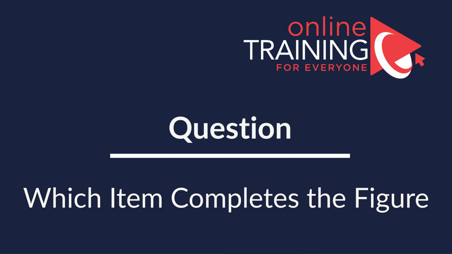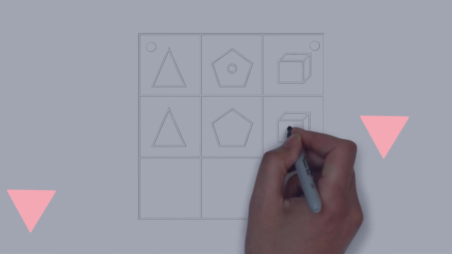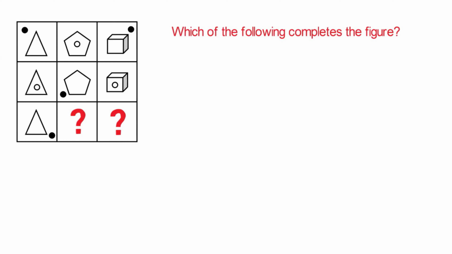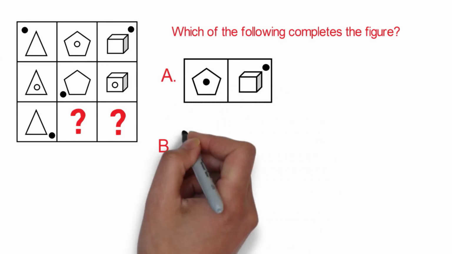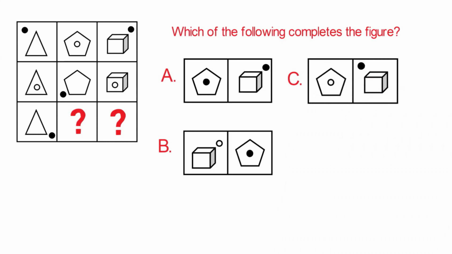There is a very high chance that you will see this type of question on the test. You're presented with a 3 by 3 matrix. This matrix contains different shapes inside. In our case, the matrix contains triangles, pentagons, and cubes. You have 2 spaces that are missing the shape, and you need to select from 4 possible choices. Choices A, B, C, and D.